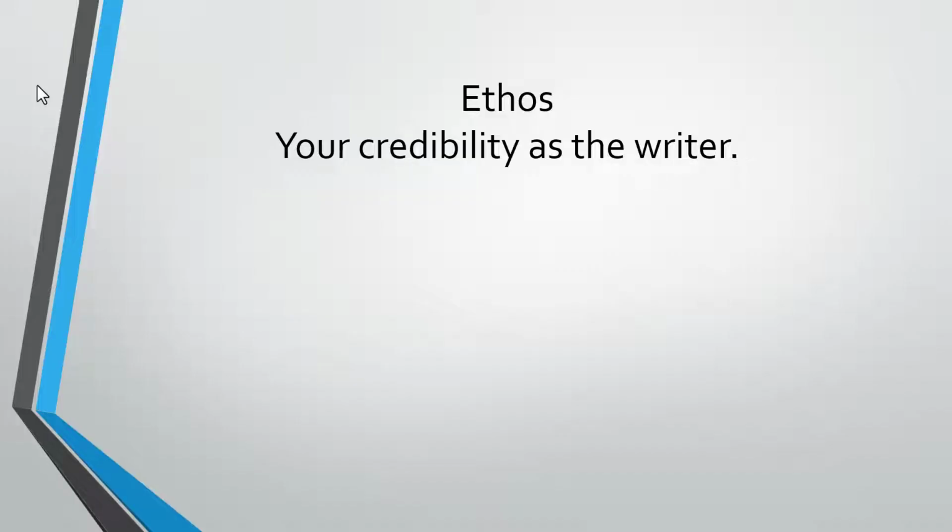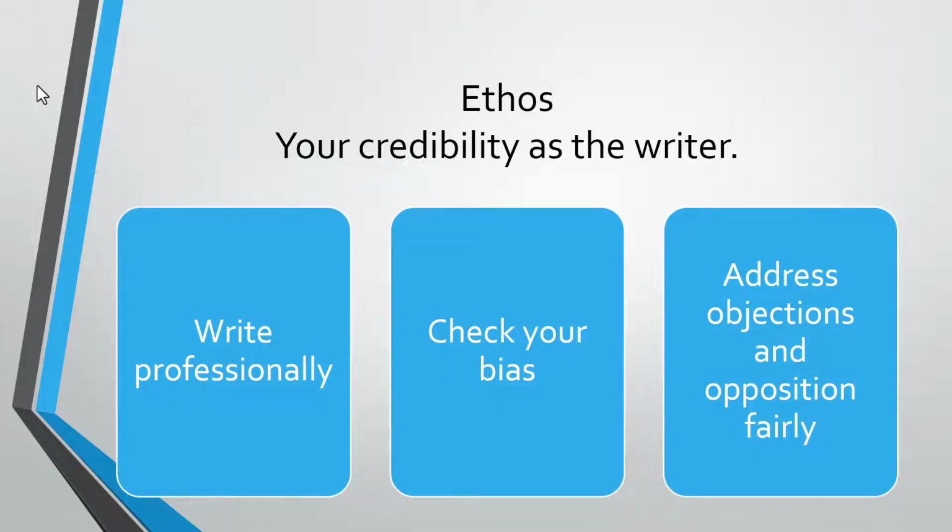When we talk about ethos, we're talking about your credibility as the writer. Why should we actually trust you? And are you an expert on this subject? There are a few different ways that we can show that you are a credible writer. First and foremost, write professionally. At the very basic level, all you need to do is proofread your work to ensure that there are as few errors as possible. If there are too many errors, then your reader might think, if they didn't take the time to proofread this, how much time did they actually spend on the argument?